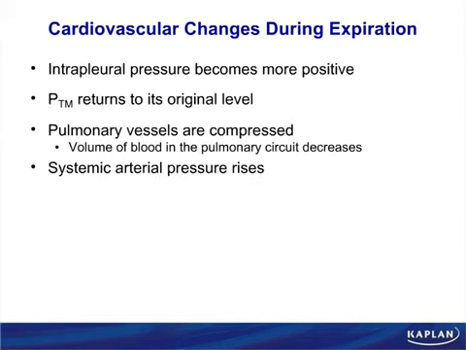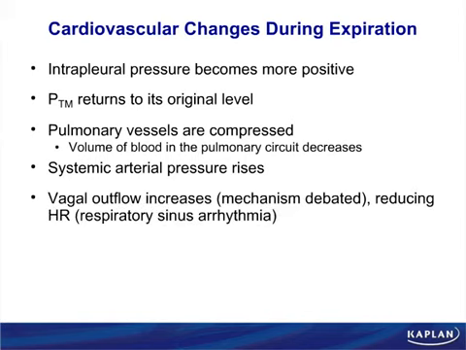Therefore, systemic arterial pressure rises during expiration because I have greater venous return to the left heart. So aortic pressure is going to go up, particularly systolic. The vagal outflow returns. Again, that mechanism is debated, which is going to reduce heart rate. So that's part of our respiratory sinus arrhythmia. Heart rate goes up a little bit in inspiration, then back down in expiration.